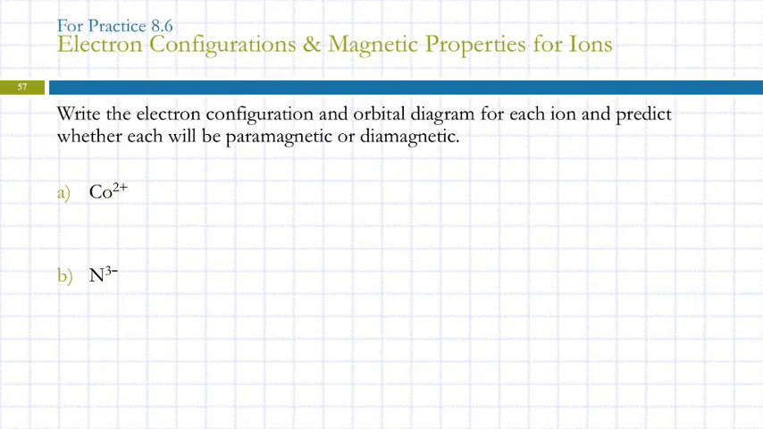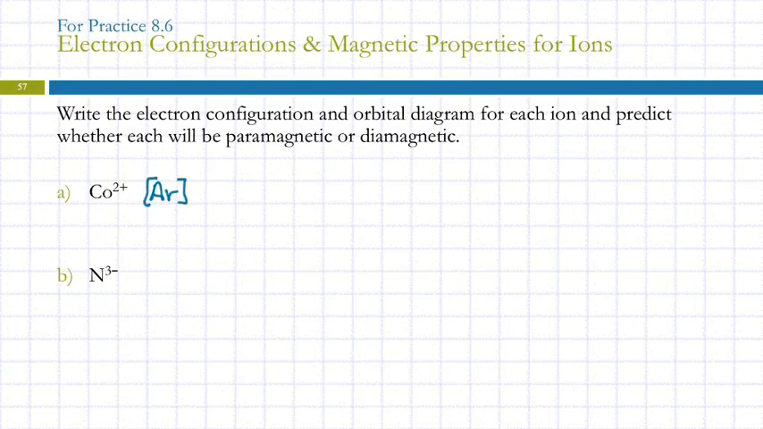Write the electron configuration and orbital diagram for each ion. Predict whether each will be paramagnetic or diamagnetic. The electron configuration doesn't do a good job of telling us. We have to think about it too hard. The orbital diagram is what shows us whether it's paramagnetic or diamagnetic. So let's look at cobalt. So the previous noble gas for cobalt is argon. So we got argon.